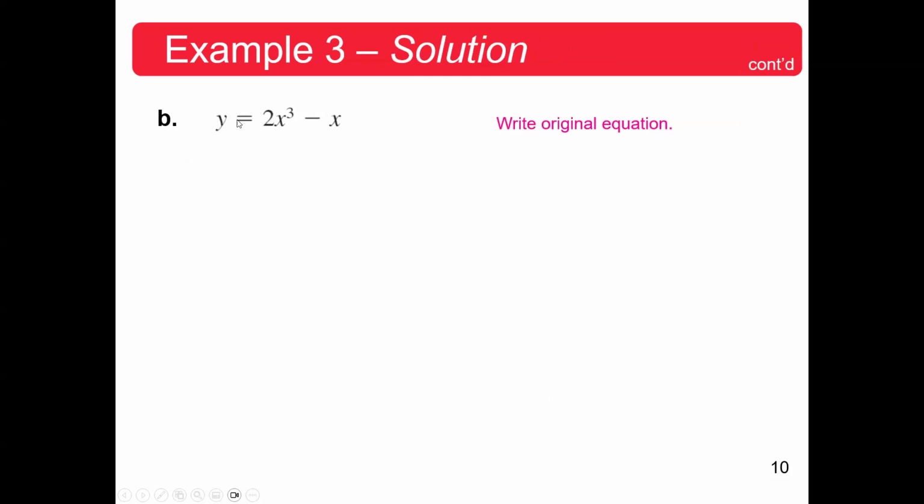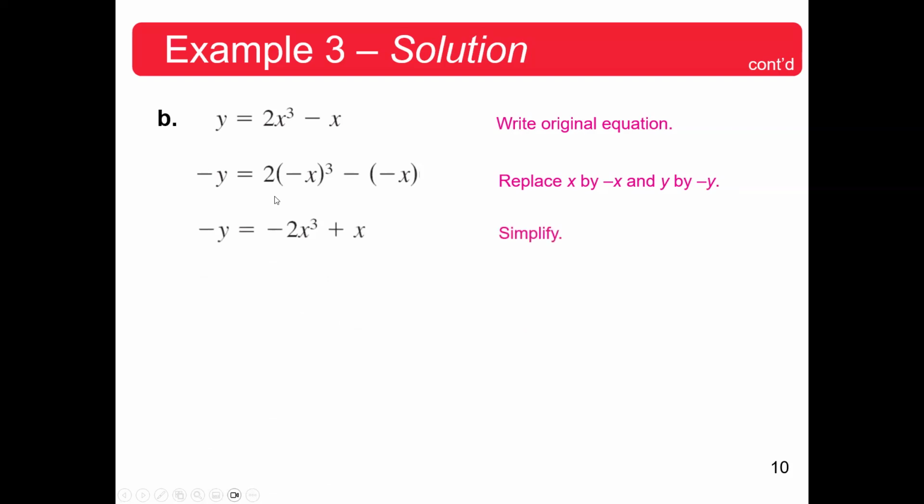Now, let's try the second option, which is with the origin. So y equal to 2x cubed minus x. With the origin, it means we have to replace x by negative x, and also replace y by negative y. So we get negative y equal to 2 times negative x cubed minus negative x. Simplify this equation, we have negative 2x cubed plus x.